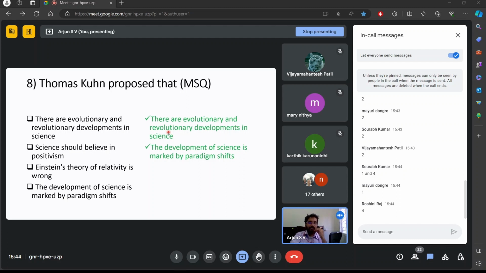Thomas Kuhn said that there is normal science, which is evolutionary science, and there is revolutionary science. Evolutionary science makes small increments, which answer your day-to-day questions, and when normal science saturates, scientists start to think outside of the box. Yes, I am trying to explain the question, Mayuri.